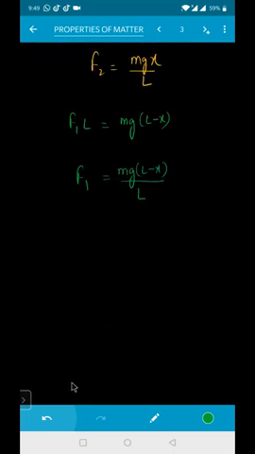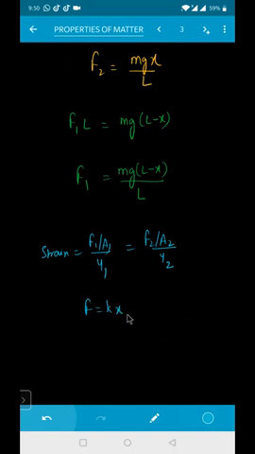How much did I tell you? The strain developed must be the same. So what is the strain formula in this one? Strain will be equal to F1 divided by A1 divided by Y1. That must be equal to F2 divided by A2 divided by Y2. So force will be equal to how much? K into x. The K value will be equal to Y by A into L into x. So here x and L will remain the same.